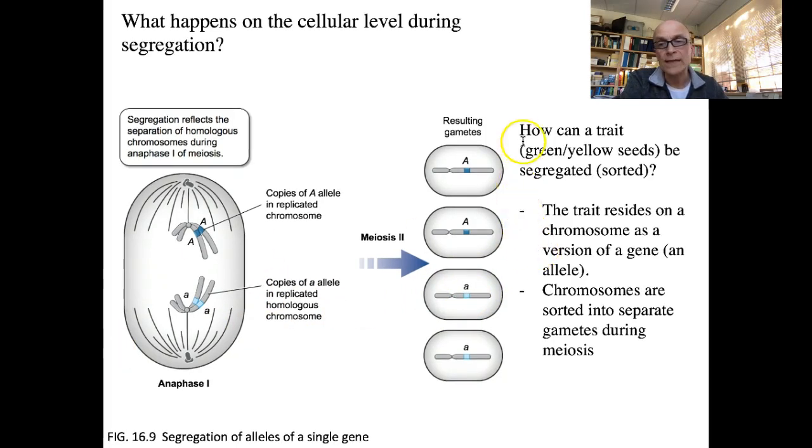So what I say here is that, well, how can a trait be segregated? How can it be sorted? It's because the trait resides on the chromosome. So the trait is here, this blue band, and it's one version, it's one allele. It's either the yellow or the green. And the chromosomes are then sorted into separate gametes throughout meiosis.